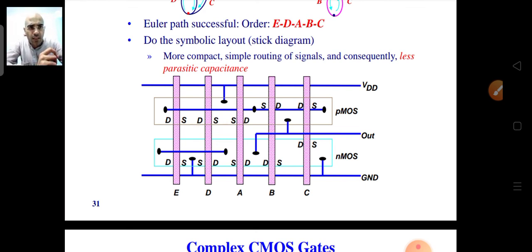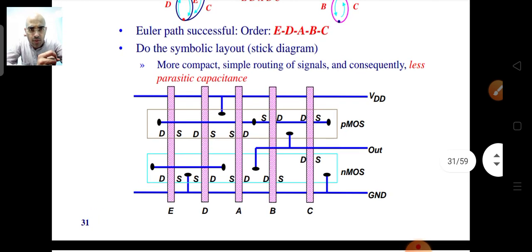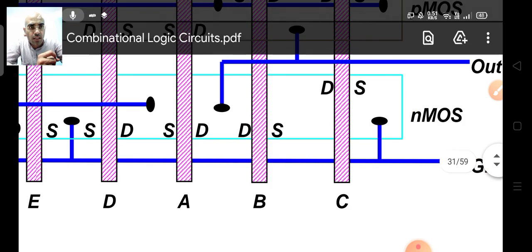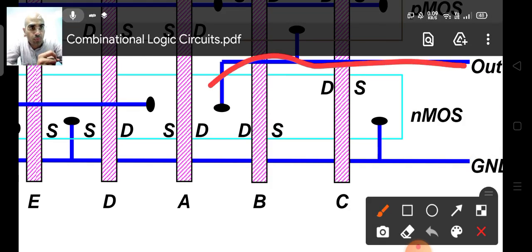You can refer to the book for how to get the stick diagram for this particular thing. That's what I have taken from the book example only. You can see that these are all common points, and we have connected them together and connected them to VDD, the supply. Then there is a common point, this drain, and this drain we have connected to the output, whereas the other points we have connected to the ground.